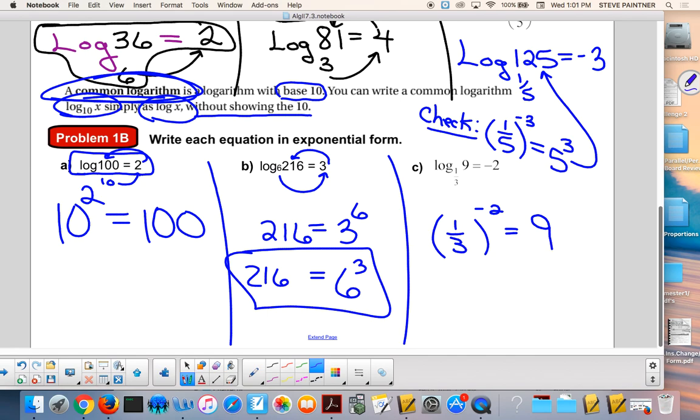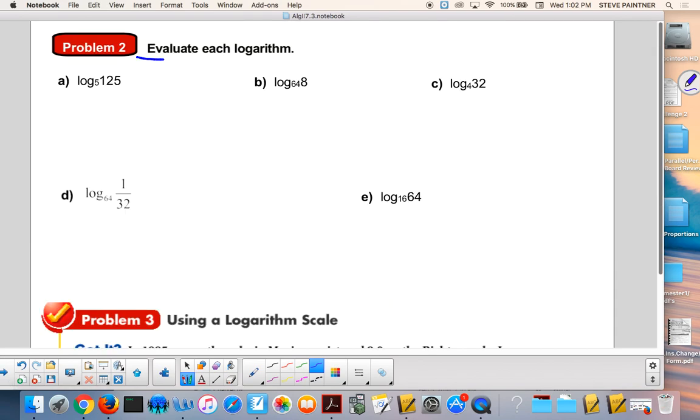That's it. So part of your assignment is just going back and forth. Logarithm to exponential, exponential, back to logarithm. That's it. The other half of the assignment is right here. You have to evaluate each log. Okay, now when I say the word evaluate, you know what I want?